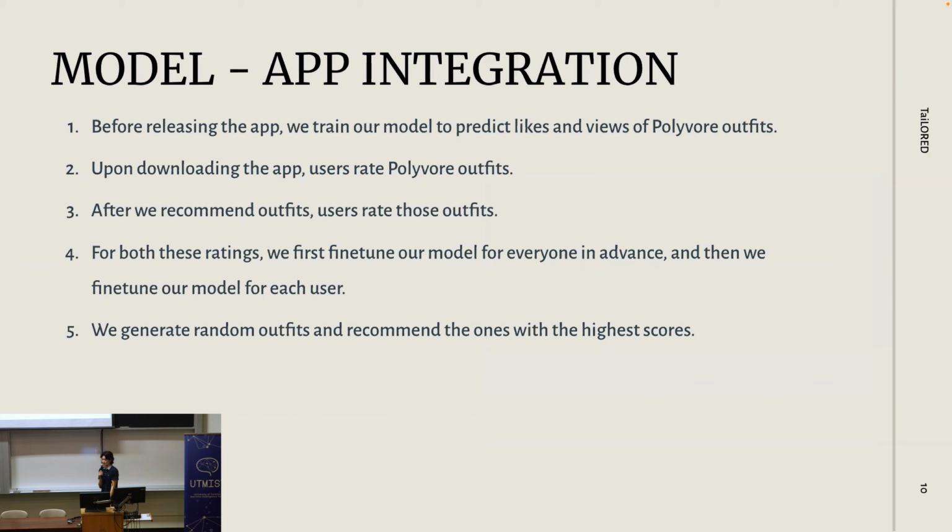Now, using these ratings, we can better fine-tune the model for everyone. Using the Polyvore data would just be a general, oh, what do people generally like about these more broad outfits, and then fine-tune specifically for the user with how they like the outfits that we produce. And then after the fine-tuning, we can generate random outfits based on their recommendations and preferences, and push forward the ones with the highest compatibility scores.